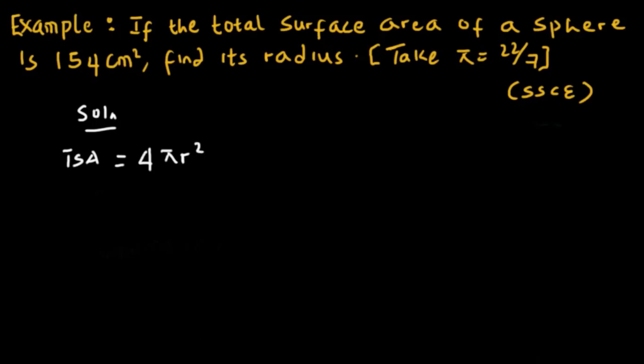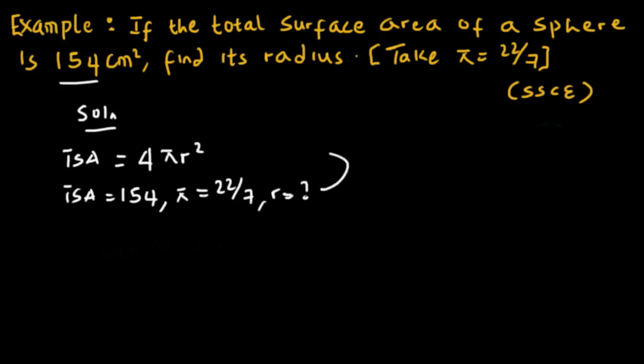Does this make sense? Now what were you given in the question? We know the total surface area to be 154, so TSA equals 154. Then we know that pi equals 22/7, and we are told to find the radius. Now all we need to do is to slot this into the formula. So we have 154 equals 4 times 22/7 times radius.